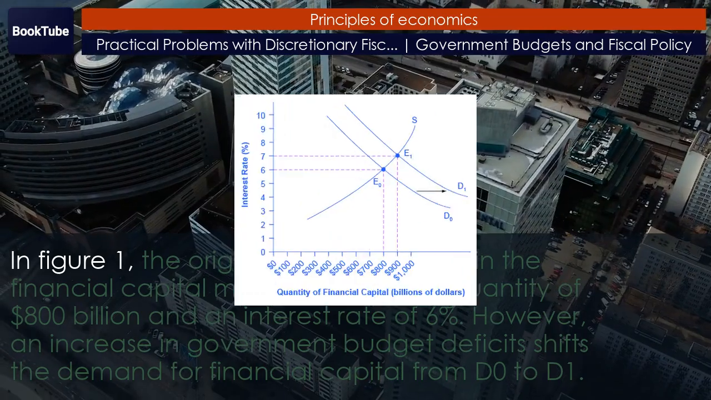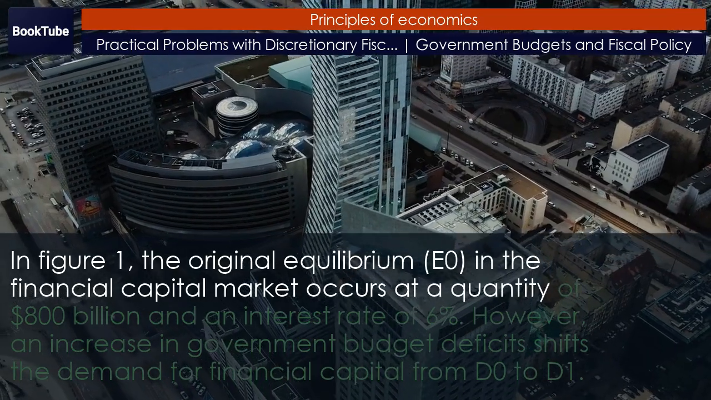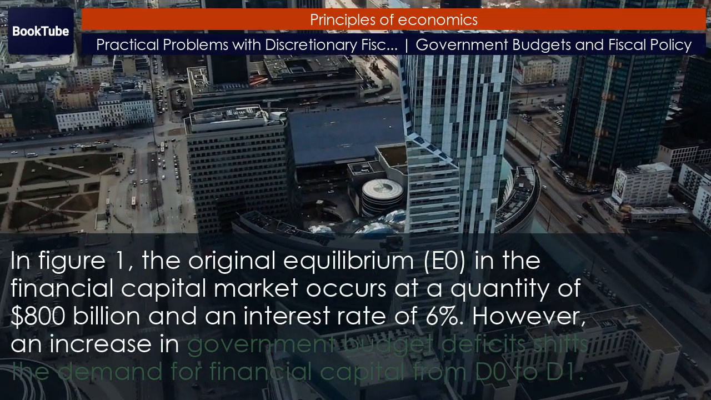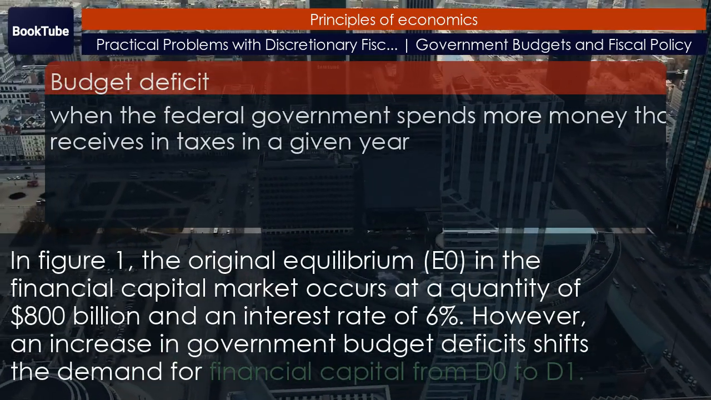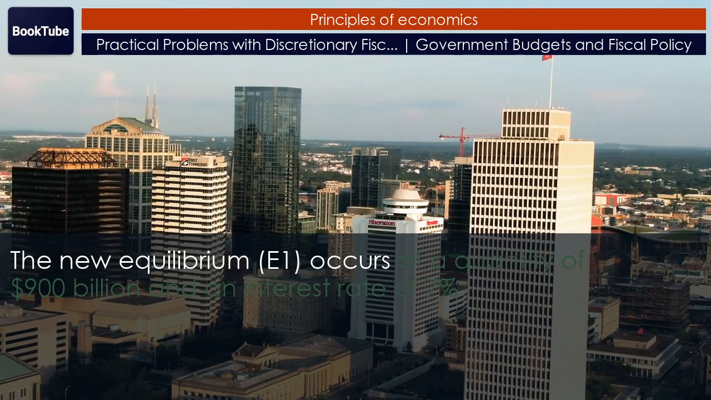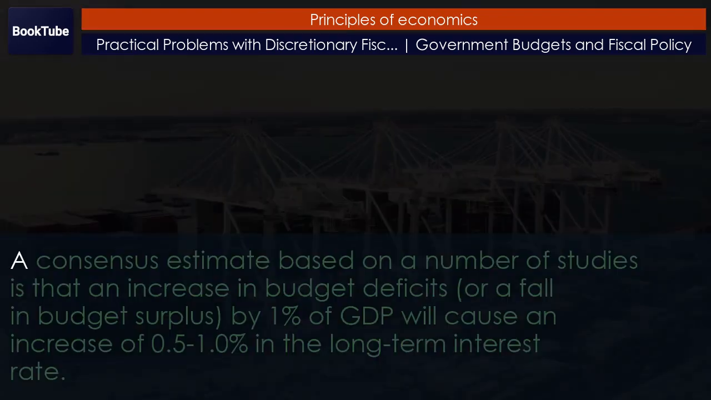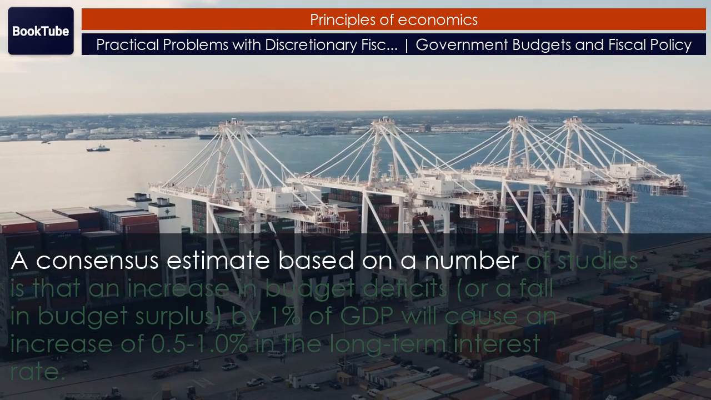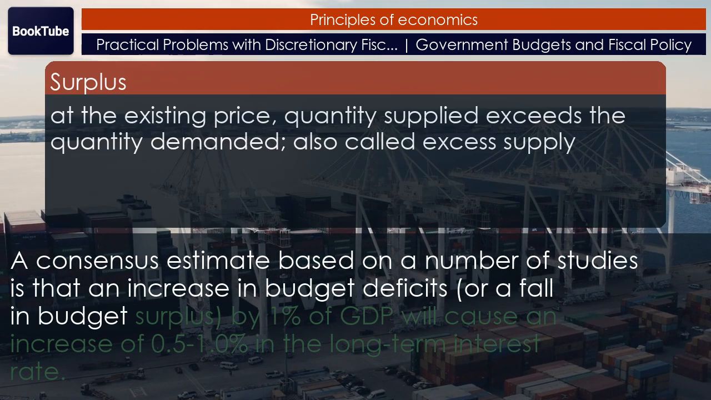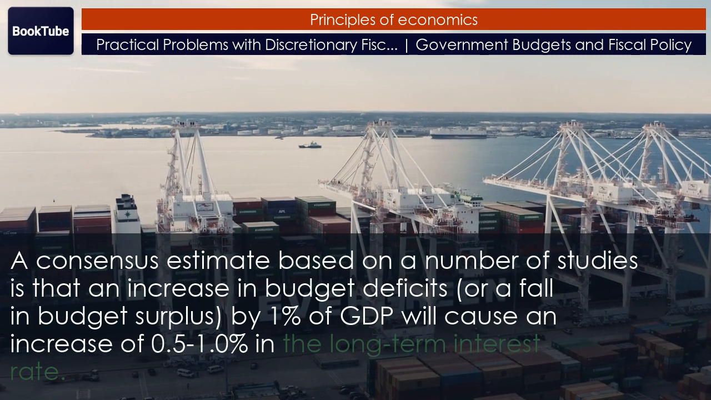In Figure 1, the original equilibrium, E0, in the financial capital market occurs at a quantity of $800 billion and an interest rate of 6%. However, an increase in government budget deficits shifts the demand for financial capital from D0 to D1. The new equilibrium, E1, occurs at a quantity of $900 billion and an interest rate of 7%. A consensus estimate based on a number of studies is that an increase in budget deficits, or a fall in budget surplus, by 1% of GDP will cause an increase of 0.5 to 1.0% in the long-term interest rate.